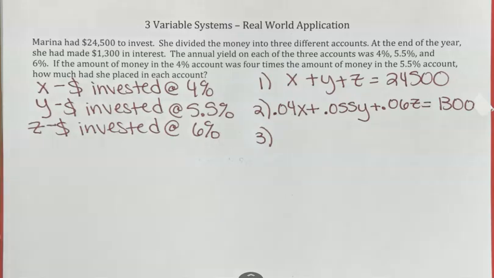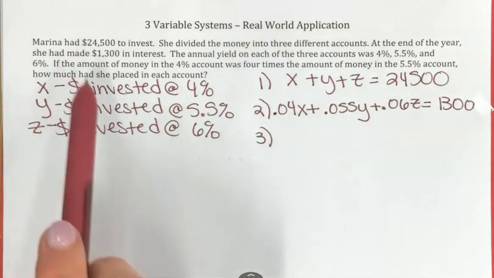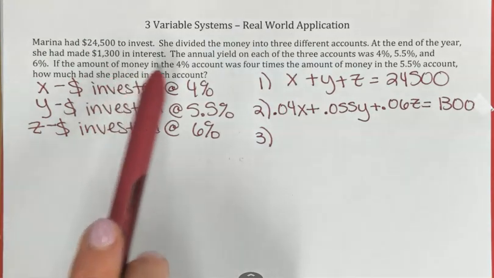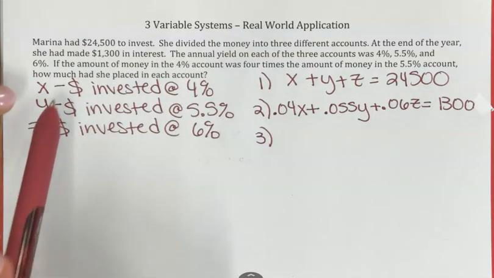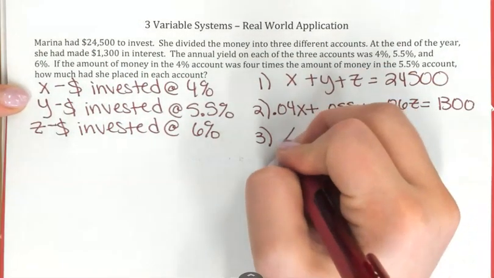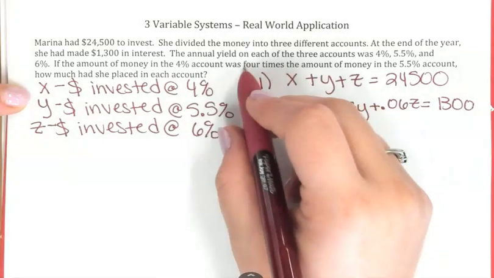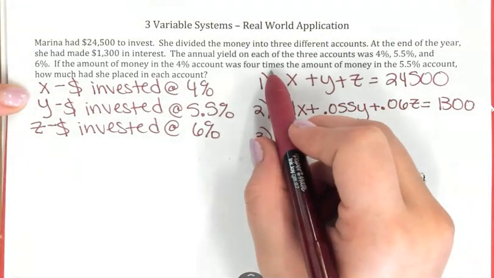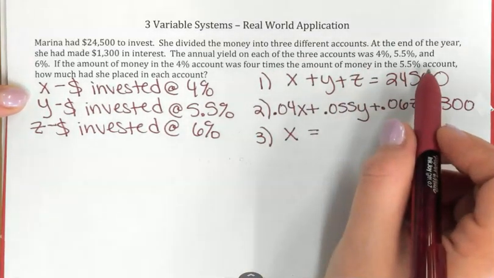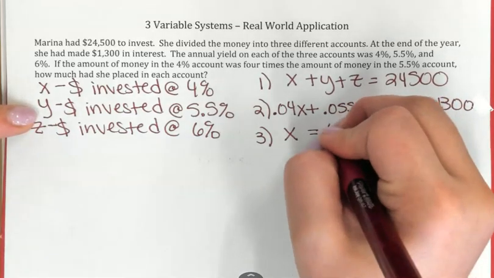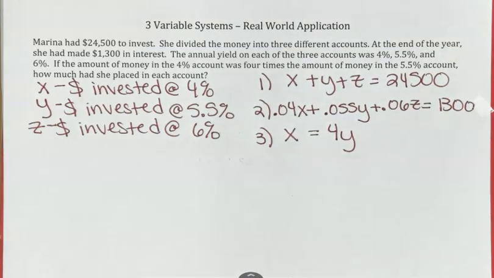Okay, the last equation is going to come from that final sentence, the amount of money in the 4% account. Well, we said that that's X. So that was 4 times the amount of money in the 5.5% account, which we said was Y. So there are my three equations.